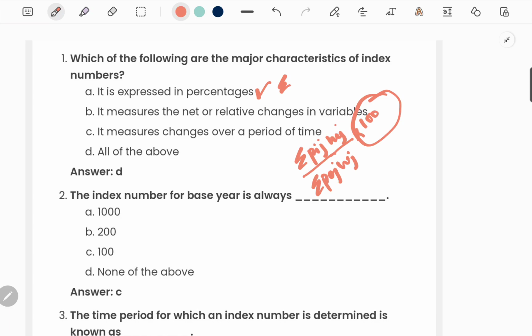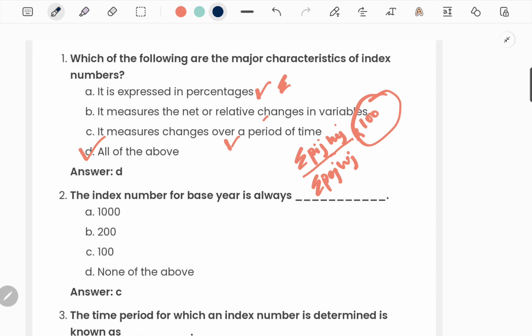It measures the net or relative change in the variables. So basically we are trying to find out the change which is happening over a period of time in certain values or certain variables. So both of these are correct because it is over a period of time and it is a relative change in the variable. So hence we say that the answer is all of the above.